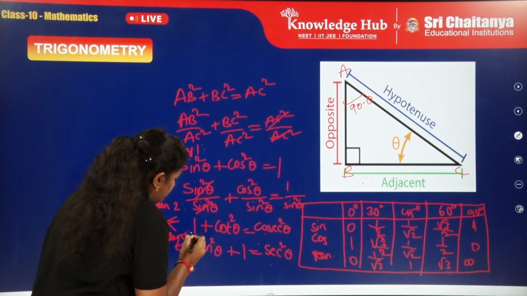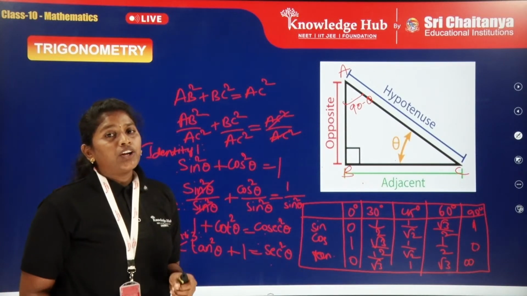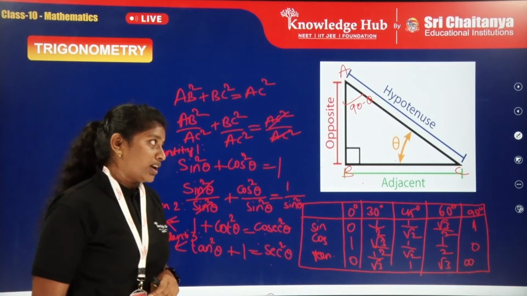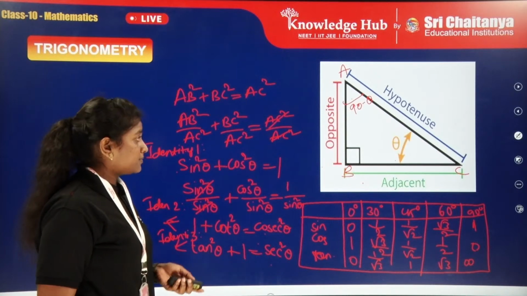Okay. So now moving to the next, we can find the area of the triangle. That means we can find the area of the triangle with different formulas. So what are the formulas in order to find the area of the triangle?